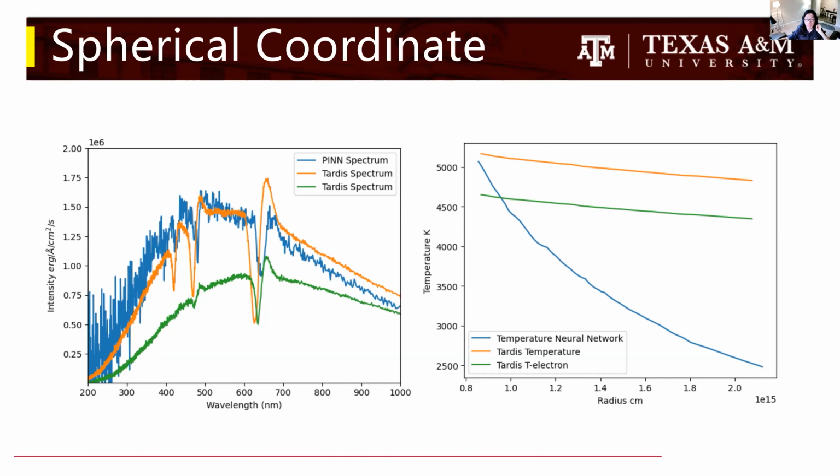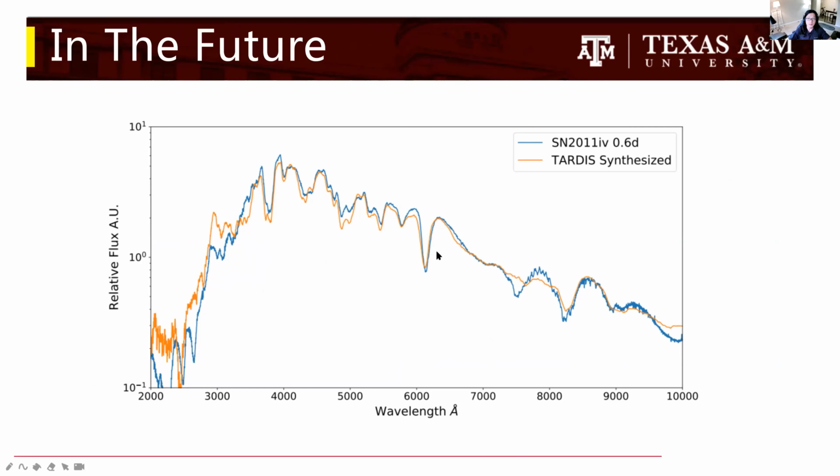So in the future, we will try to include more spectral lines. In the previous calculation, we only included the spectral lines from hydrogen, and we will try to include more elements like helium and up to maybe iron. Then we can try to simulate a spectrum more realistic and comparable to a real supernova.